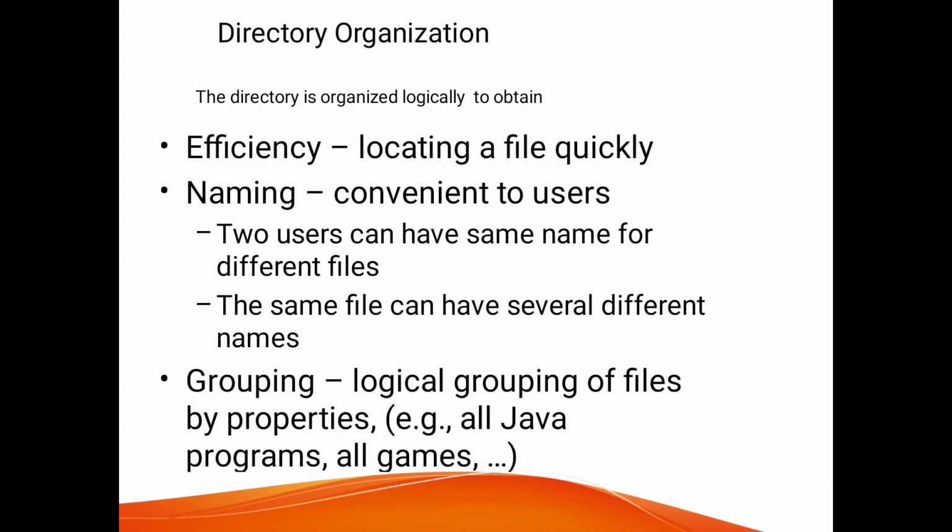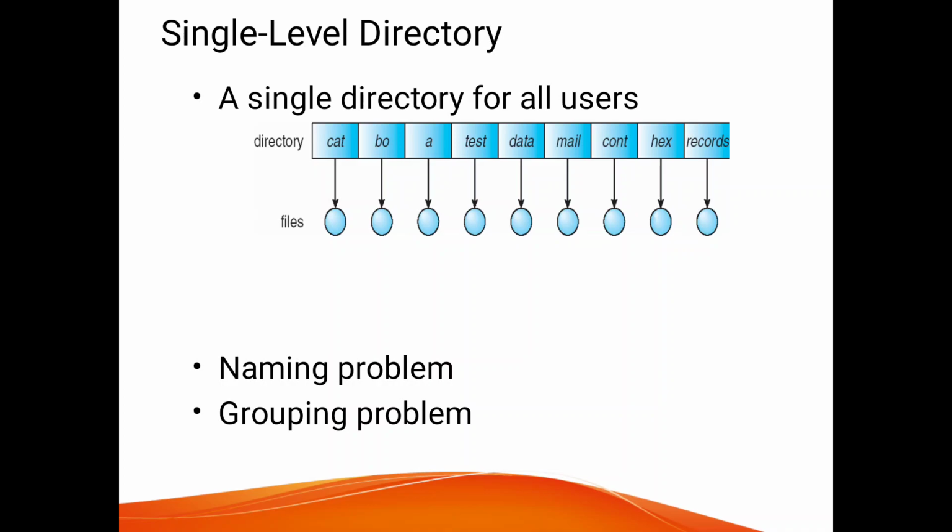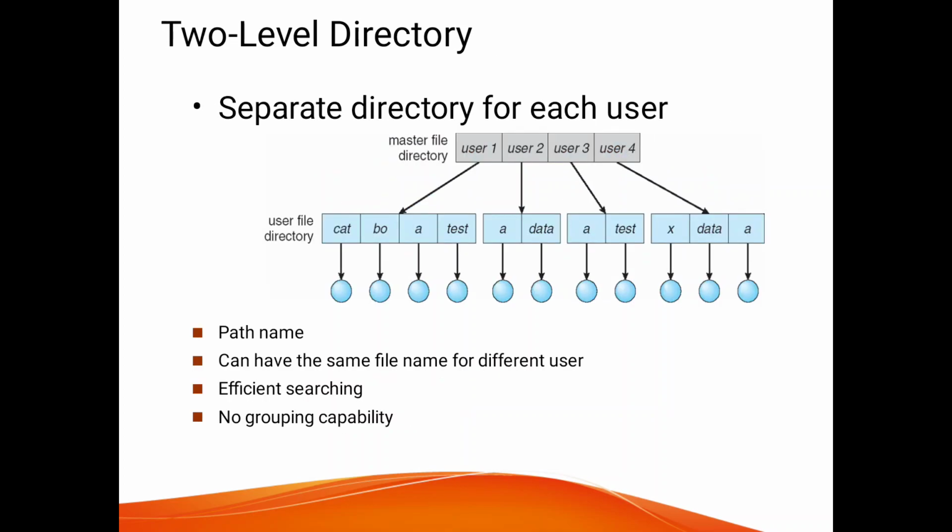So in directory organization, we logically obtain effectiveness, naming and grouping. So logical performance is effectively measured by this effectiveness, naming and grouping. So in the single level directory, all the files are in one directory, but it has problems: a naming problem and a grouping problem.